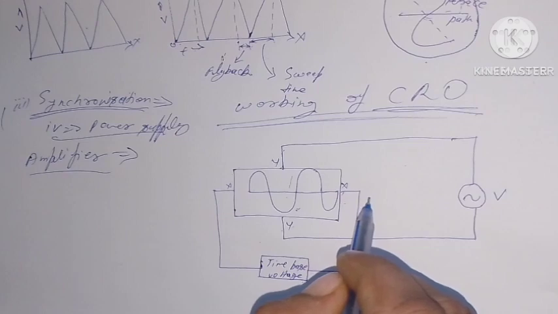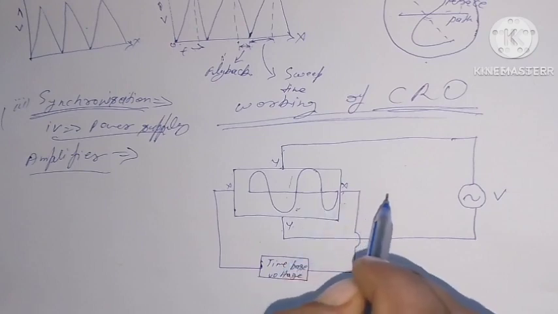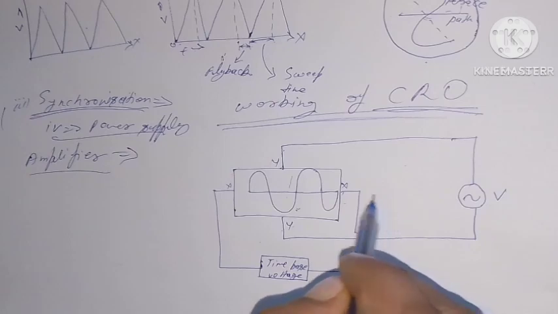A stationary picture is obtained when the time period or frequency of the time-based voltage is adjusted equal to the time period or frequency of the unknown voltage. Okay.